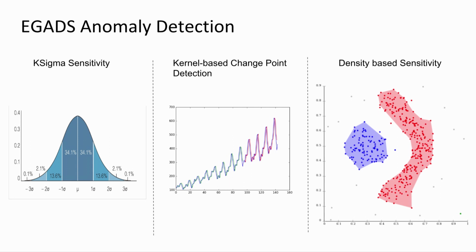And the last class is density-based sensitivity. So let's say you have hundreds of servers running, and you want to monitor all the servers, and you have a metric called the latency of a response in the server. Let's say you have all 100 time series from all the servers. Now you want to detect which server has a bad latency in it.